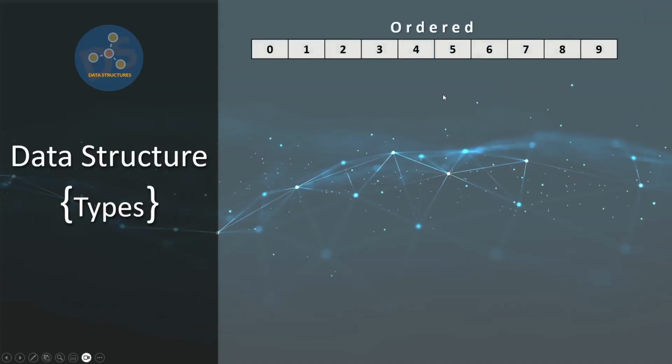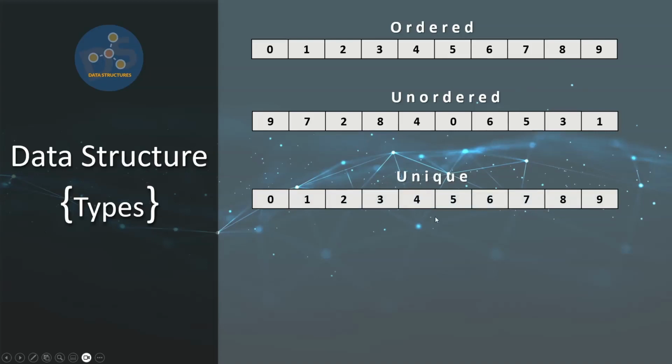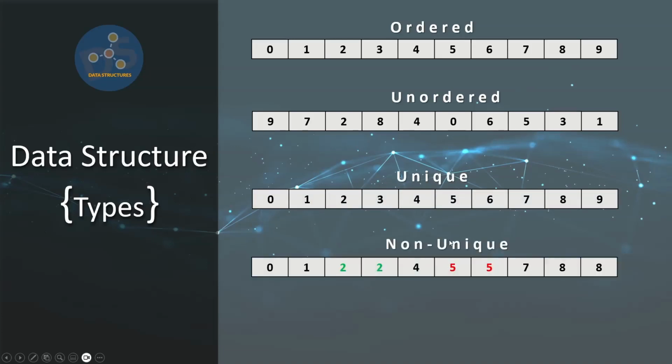We have ordered data structure. When you insert some value, it will be inserted and somehow get sorted and ordered 0, 1, 2, 3, 4 like this. We have unordered. It doesn't make a difference the order of the values inside this data structure. We have unique value data structure where you store only unique values. We also have non-unique value where you can duplicate the values. It doesn't make any difference for these data structures.